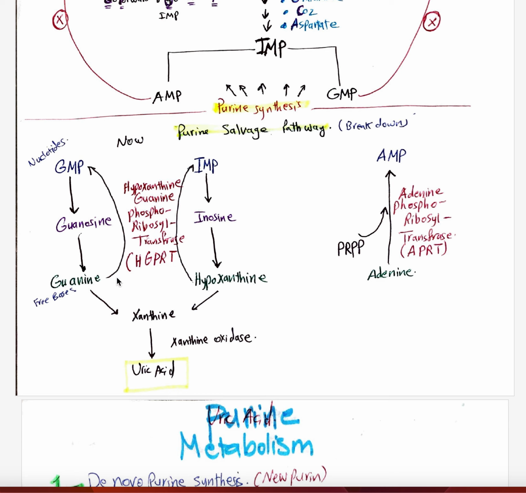But there is an enzyme called hypoxanthine-guanine phosphoribosyl transferase that leads hypoxanthine again to inosine monophosphate, and guanine again to guanine monophosphate.